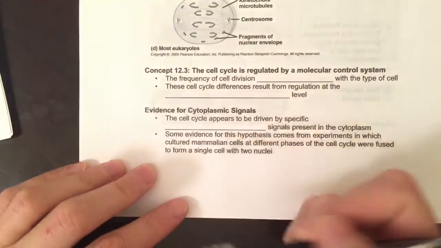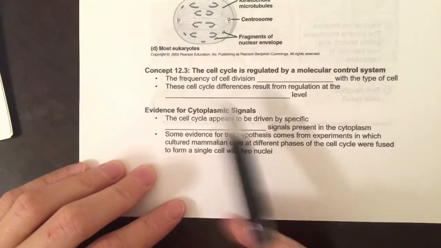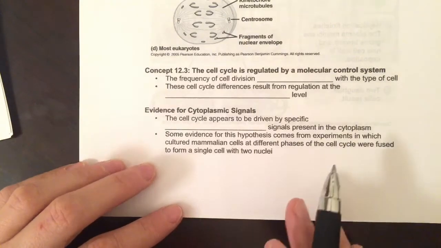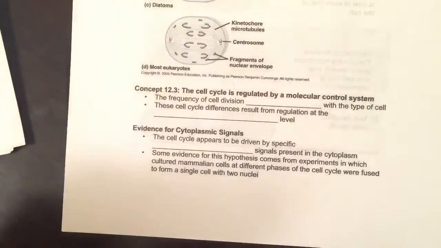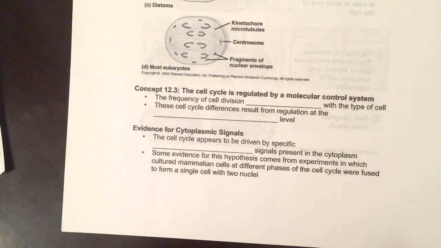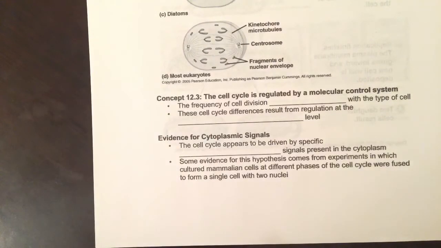Okay, for the rest of this chapter, we're going to look at how the cell cycle is controlled by chemicals. So all of this movement from prophase to metaphase to anaphase and so on, and from interphase into mitosis, all of that is regulated by chemical signals. So this also relates to cell communication.